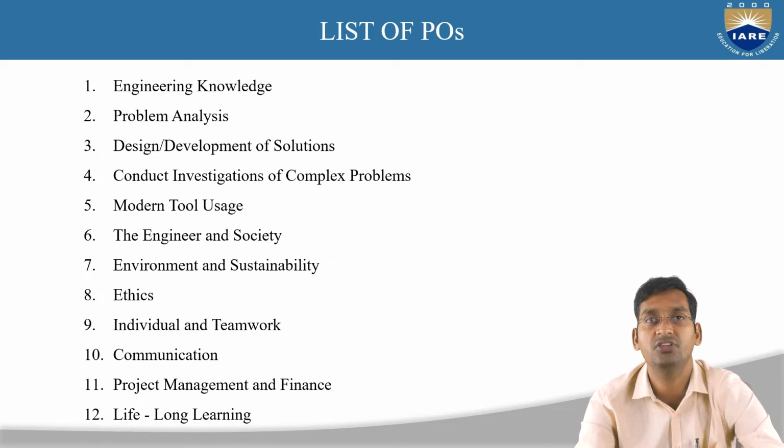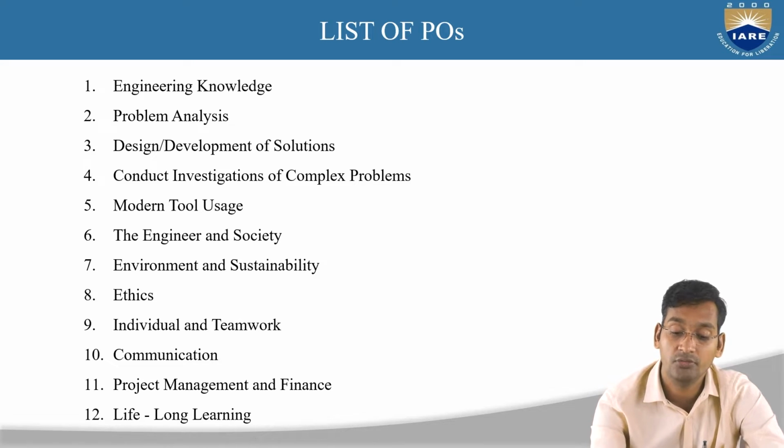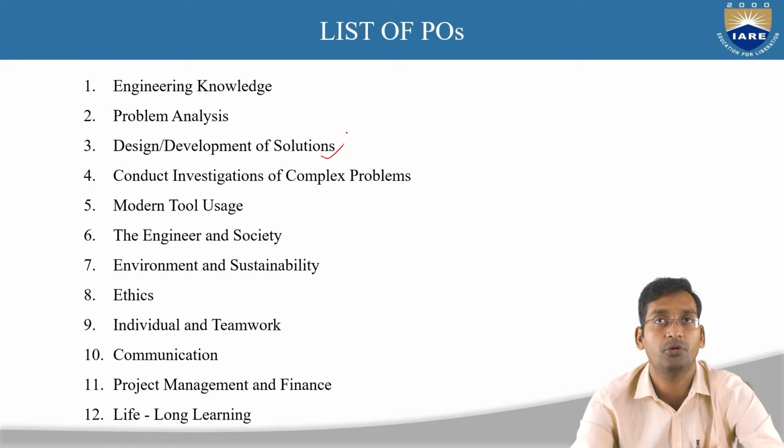The list of POs, defined by the NBA. First, engineering knowledge. Related to whatever the field is, their knowledge should be there. Then problem analysis, how to analyze the problems. Then design and development of solutions. If any problem is given, students should be able to solve it or develop a new type of solution.